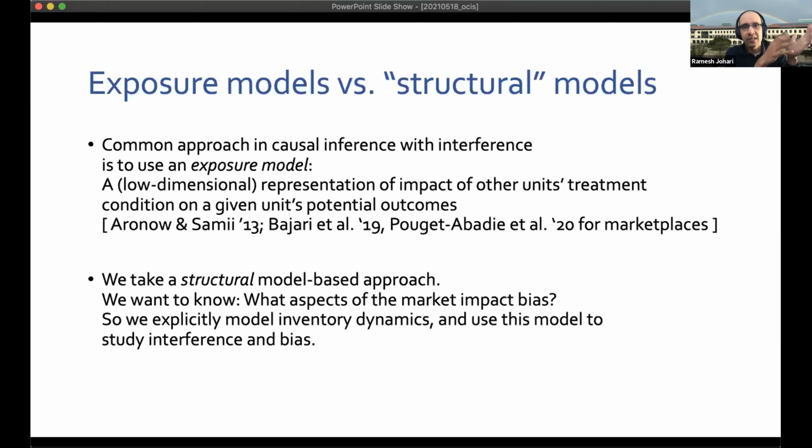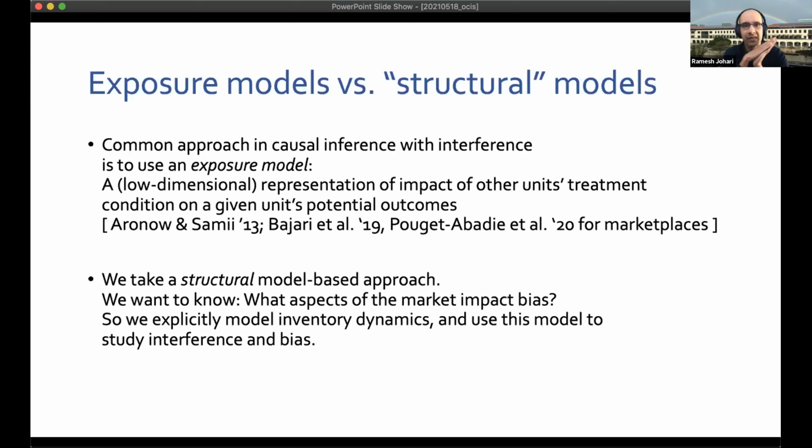The approach we take is much more structural. We want to know what aspects of the market impact bias. And I guess I'll just say as an aside, in terms of a collision of communities, this is very much, I think, in keeping with the way that the operations research and operations management community would often study market design and platform design questions.